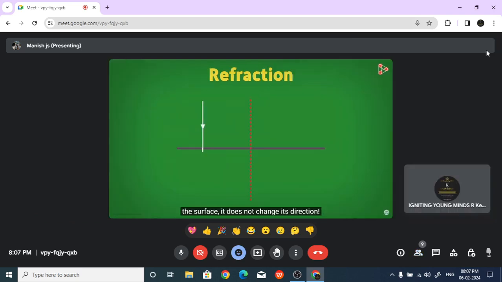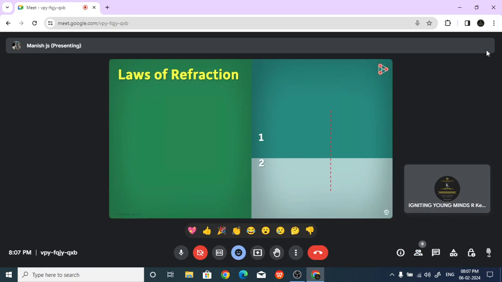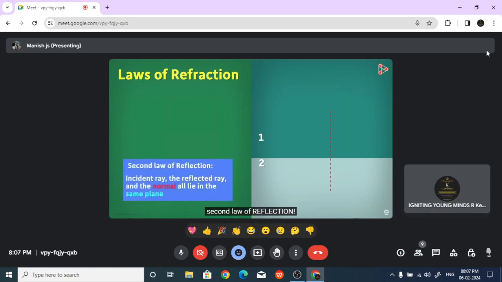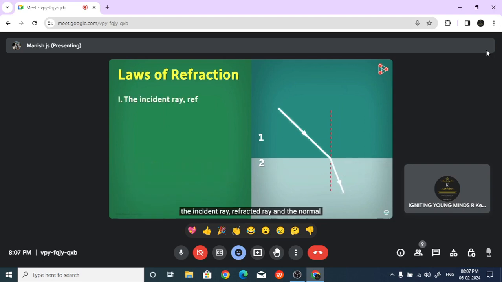There are two laws of refraction. Among them, the first one is the same as the second law of reflection. Consider light traveling from some medium 1 to another medium 2, which is optically denser than medium 1. So its speed in medium 2 decreases and it bends towards the normal. The first law of refraction says that the incident ray, refracted ray, and the normal at the point of incidence all lie in the same plane. It means that if I were to draw this on a piece of paper, they all will be on the plane of the paper and not out of the paper.